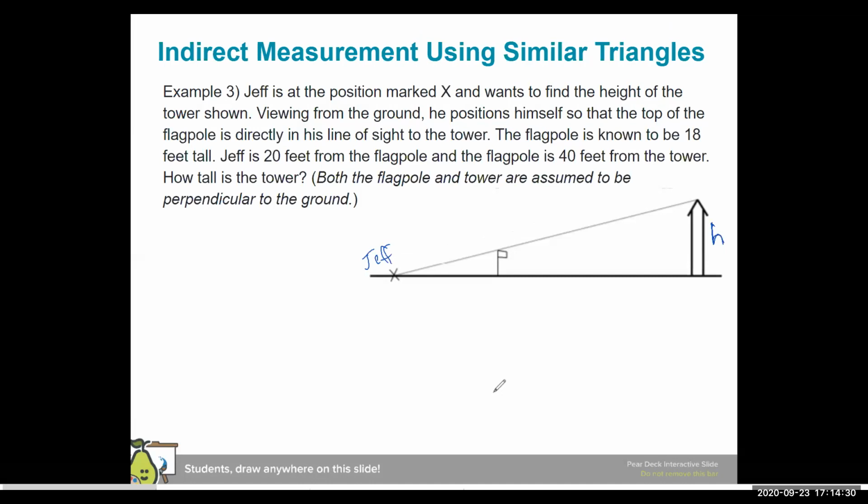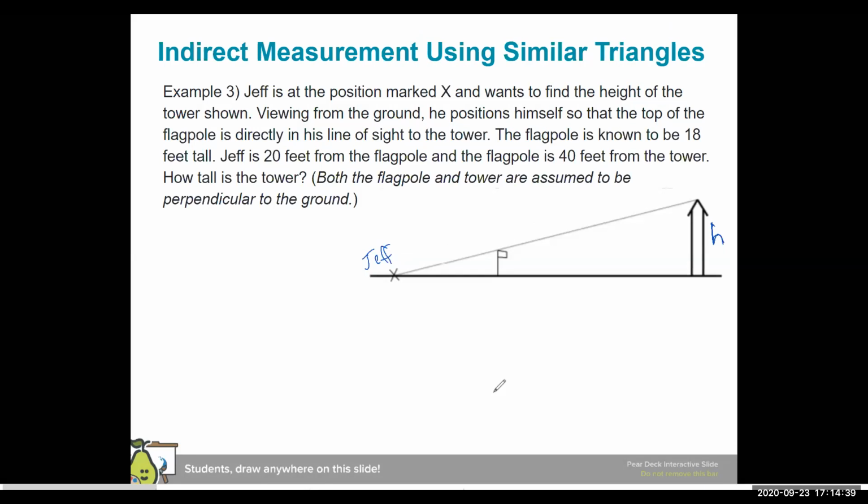Viewing from the ground, he positions himself so that the top of the flagpole is directly in his line of sight to the tower. So what that means is he lays down on the ground and looks from the ground up to the tower, and he can see that the height of the flag is exactly in the line of sight of the tower. When he puts his head down there, he can't even really see the tower because he can see the flag and it's in the way. So that's that precise alignment.